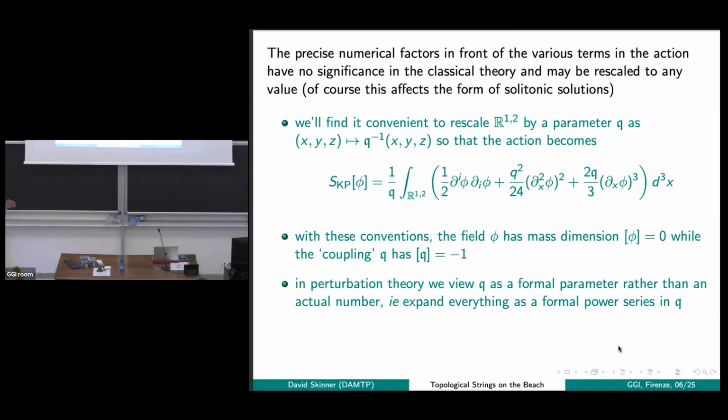So exactly what numerical factors you put in front of the terms of this action actually have no particular significance. We can always rescale them away. The ones in the action that I wrote just a moment ago, those are the ones that will give you the KP equation as you'd find it, say, on Wikipedia. But you're free to rescale coordinates, rescale the field in various ways, and get equivalent actions.